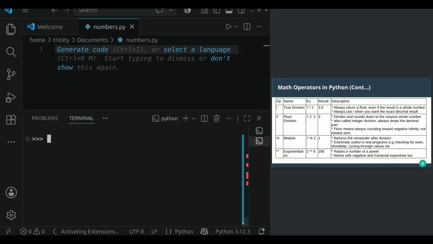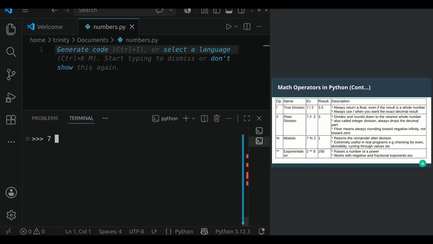Now next we have the modulo operator. The modulo operator is represented with the percent sign. It returns the remainder of a division operation. The modulo is extremely useful in real programs, like checking for even numbers, divisibility, or maybe cycling through values. Now let's look at this in practice.